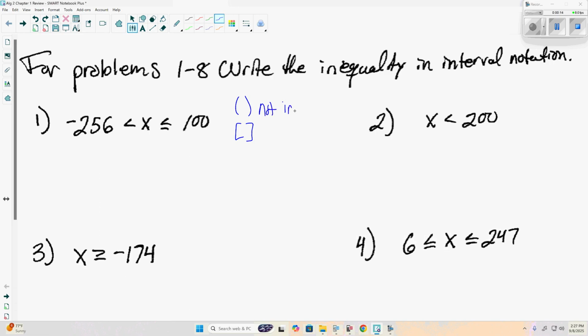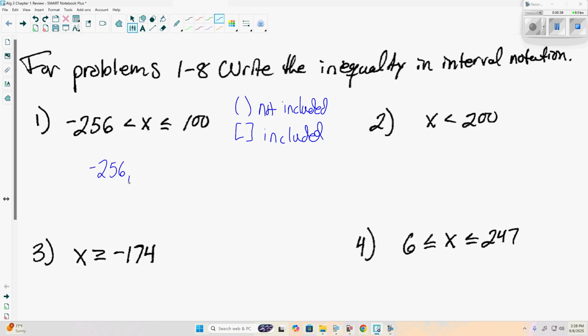Our parentheses are not included. Brackets are included. If that endpoint is included, it is equal to it, we use brackets. If it's not, we use parentheses. So we can look at number 1 first. Number 1 has 2 endpoints. So the 2 ends of our interval will be included.